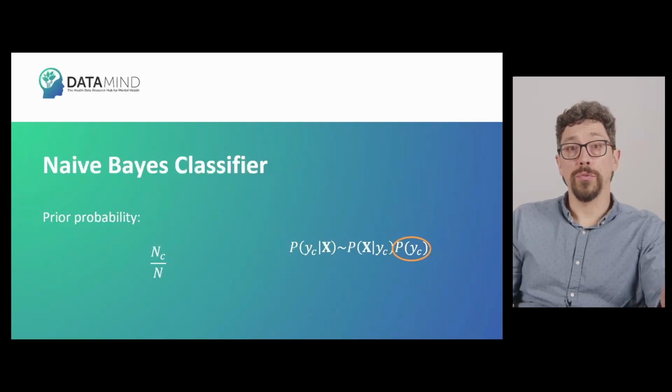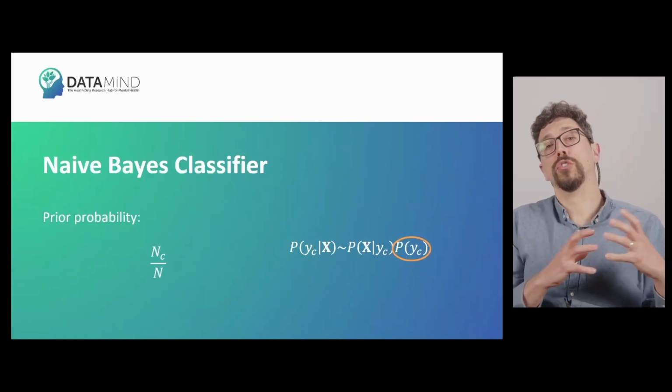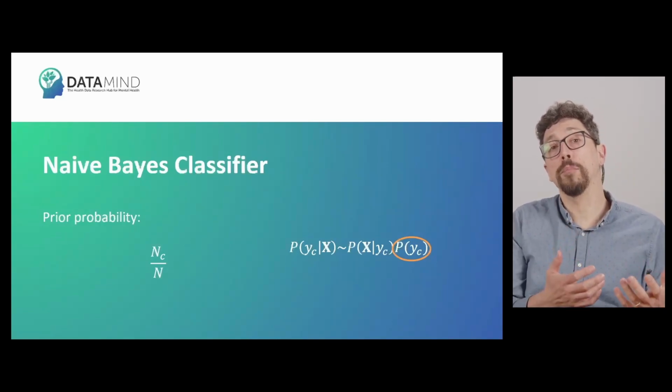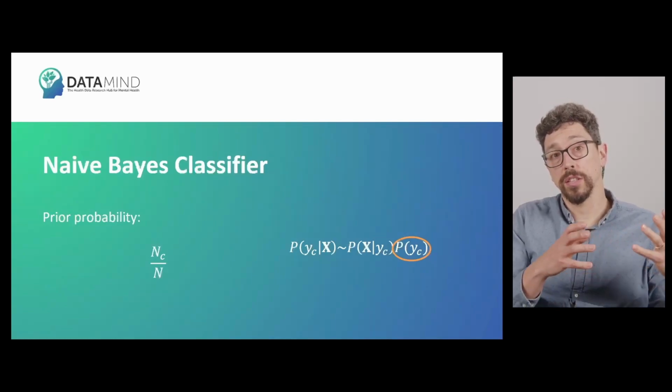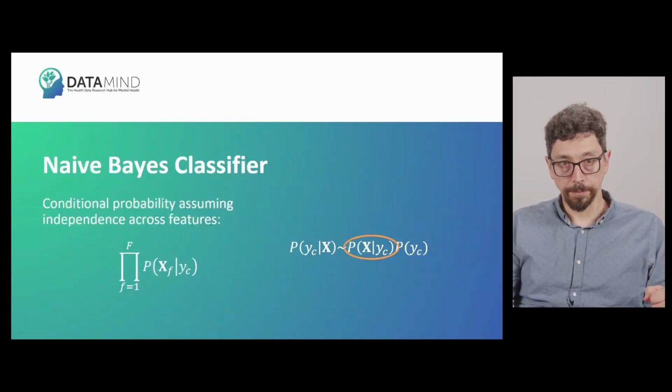The probability of each of the classes is known as the prior probability. We can easily calculate that from the training data as the number of samples for each class divided by the total number of samples, so the proportion of samples for each class within the training sample.